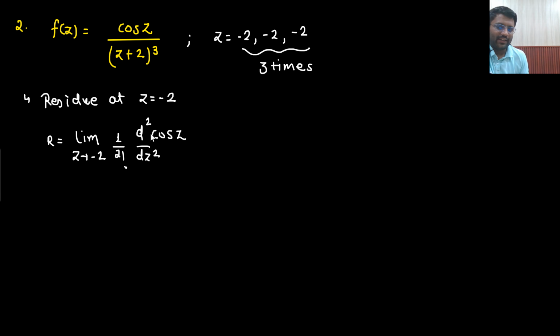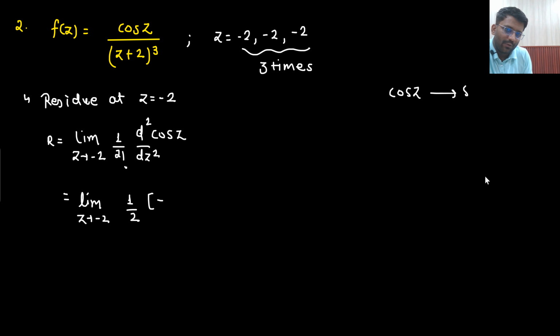As many times as you differentiate, you need to divide by that factorial as well. I am pretty sure you will forget this thing. In the examination, a lot of people will forget this thing. So, what answer are you getting? Sir, 1 by 2, limit z tending to minus 2. Differentiation of cos z once will give you minus sin z, and differentiating minus sin z will give you minus cos z. Twice you need to differentiate, no?